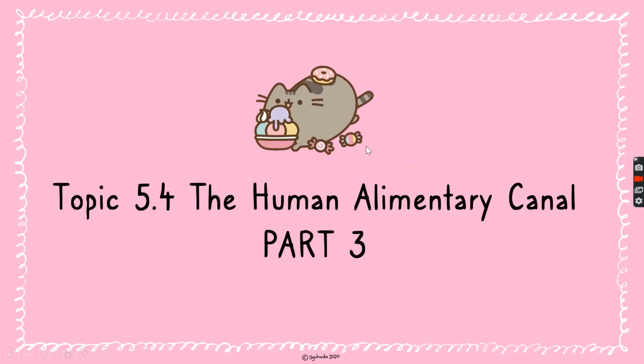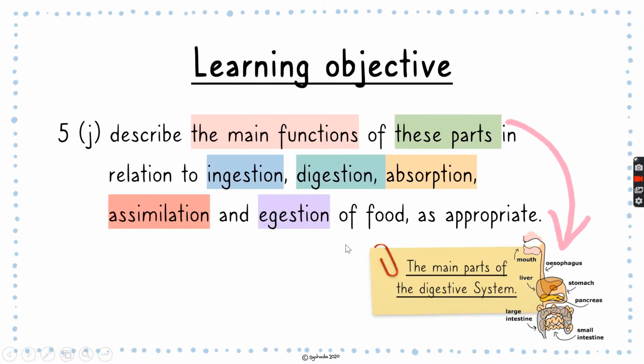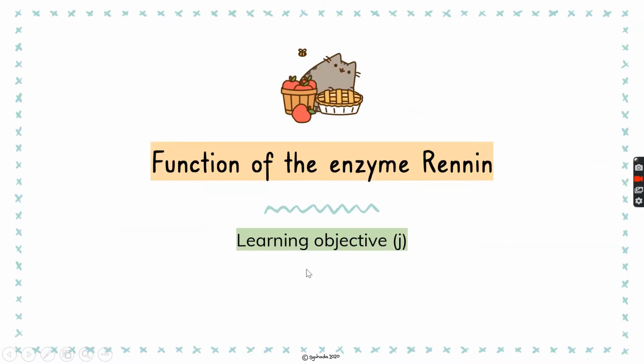Good morning, everyone. Today we are going to cover part 3 of the human alimentary canal. The learning objective is still the same. We're still going to look at the main functions of the parts of the digestive system. Before we get into that, let's do a recap of the previous lesson.